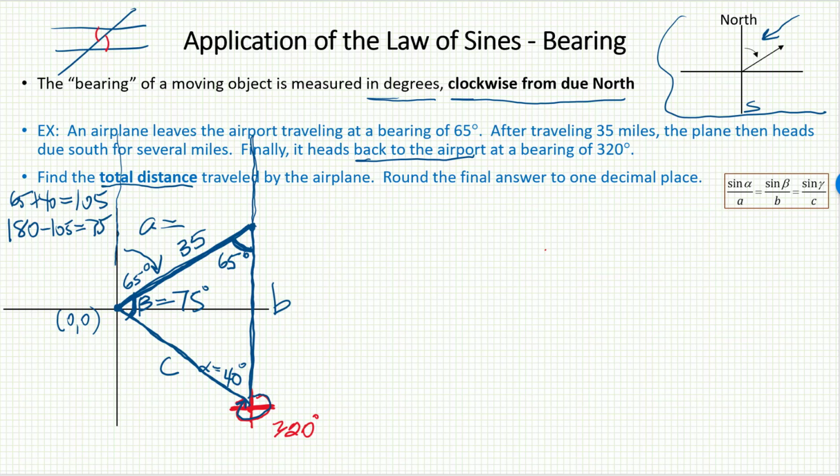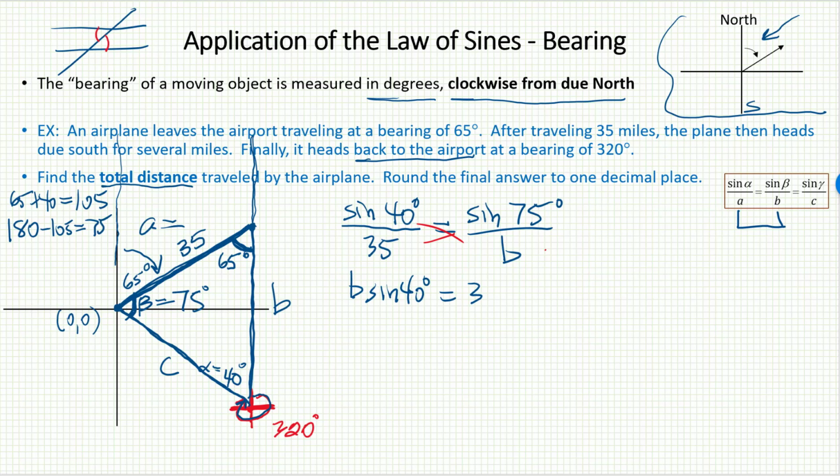And now I can use the law of sines. I'll use this first one here, the one connecting the alpha A relationship and the beta B relationship. So I have sine 40 degrees, that's my alpha, over the opposite side, 35, equals sine 75 degrees, the beta angle, over B. B is what I don't know. I can quickly cross multiply, do my math, and I'll have side B. I get B sine 40 equals 35 sine 75, and divide both sides by that sine 40, and we've got it. Here we cancel.